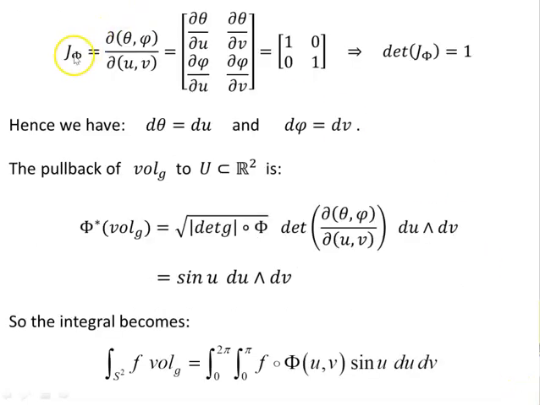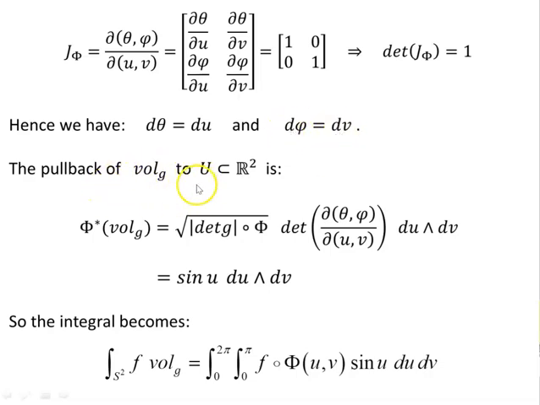Well, the Jacobian in this case is this matrix of partial derivatives. Since theta equals u, partial theta with respect to partial u is 1. Partial theta with respect to v is 0. Partial phi with respect to u is 0. And since v equals phi, partial phi with respect to v is 1. The determinant of that will be 1. Hence we have d theta equals du and d phi equals dv.